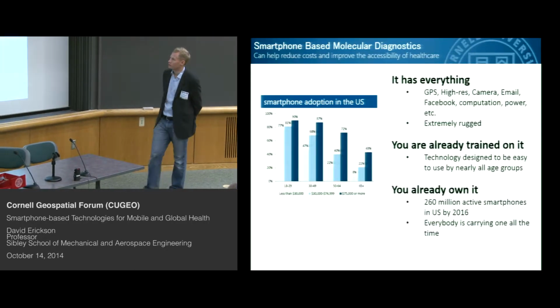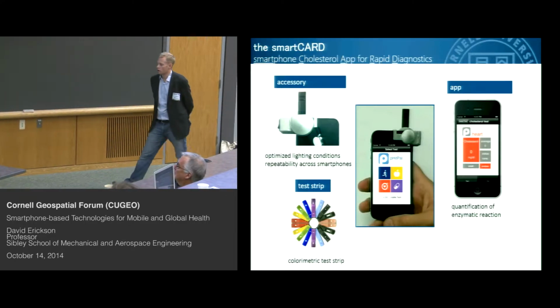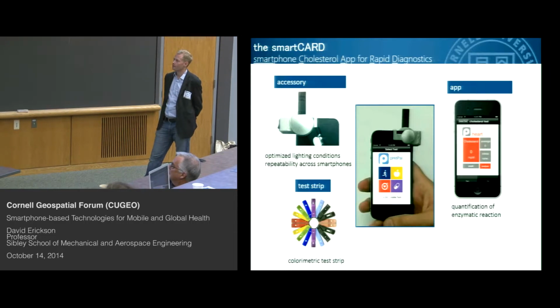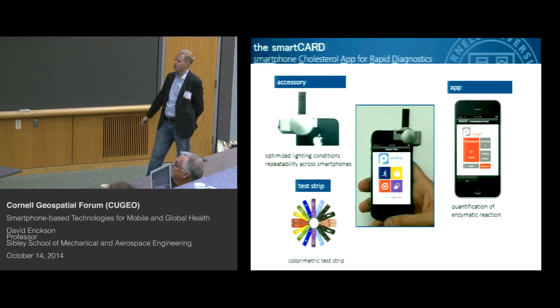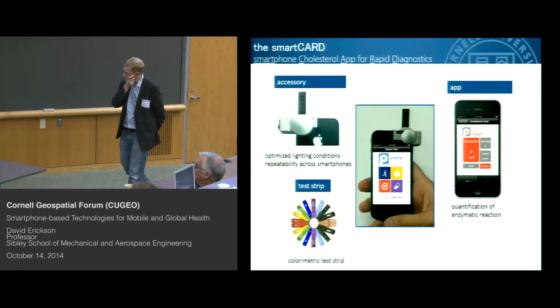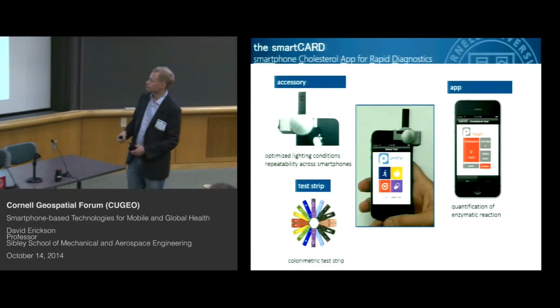And then, of course, smartphone adoption. Let me go into a little bit of technical detail about what some of our systems look like. This was the early version for cholesterol, a smartphone cholesterol app for rapid diagnostics. Again, the system I mentioned earlier: a test strip fits into an accessory that clips on and off of the smartphone. These test strips are already FDA approved.